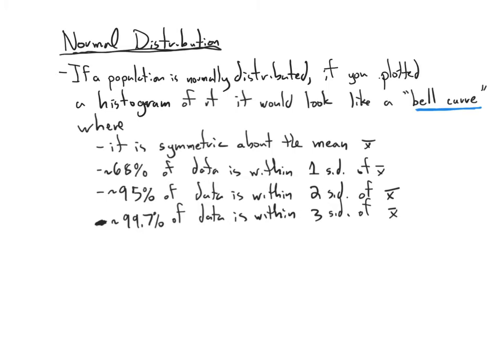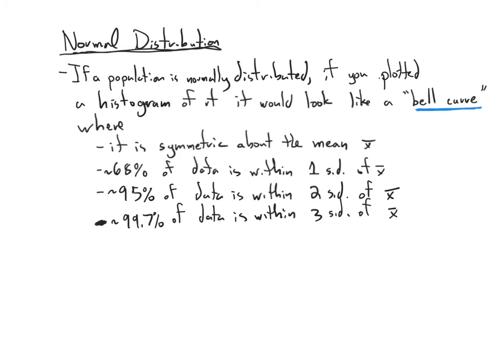The first one, it's symmetric about the mean. So on either side of the mean, it looks the exact same. Also, within 1 standard deviation of the mean, you're going to have around 68% of your data. Within 2 standard deviations of your mean, you're going to have 95% of your data. And within 3 standard deviations of your mean, you're going to have 99.7% of your data.